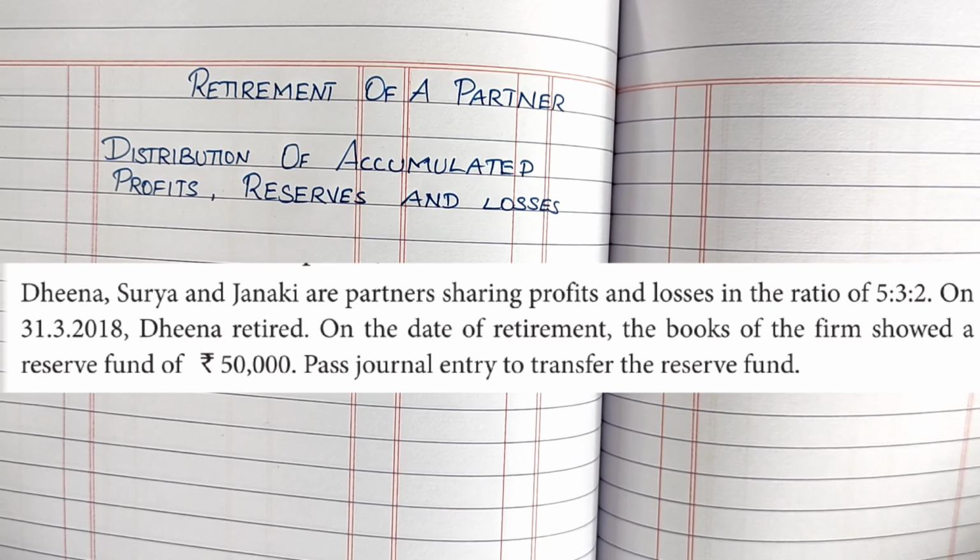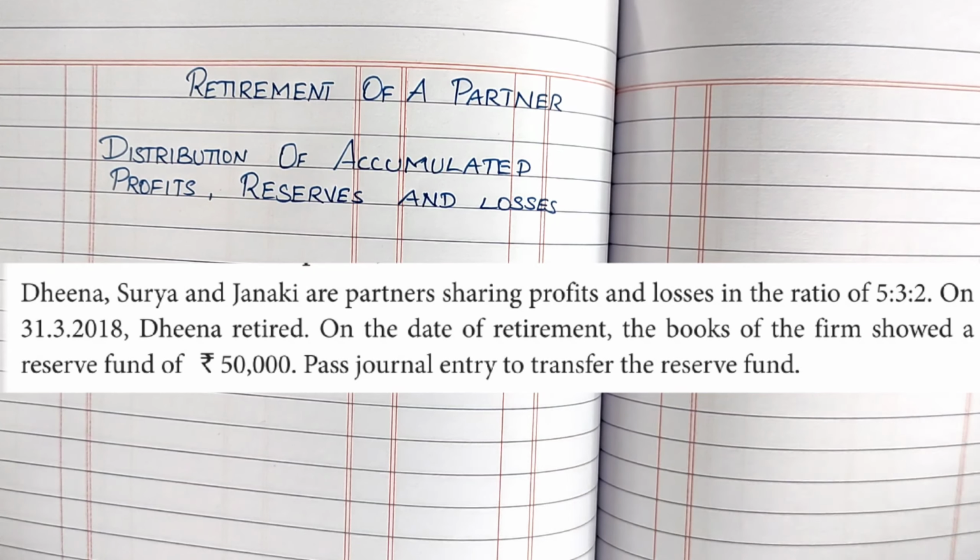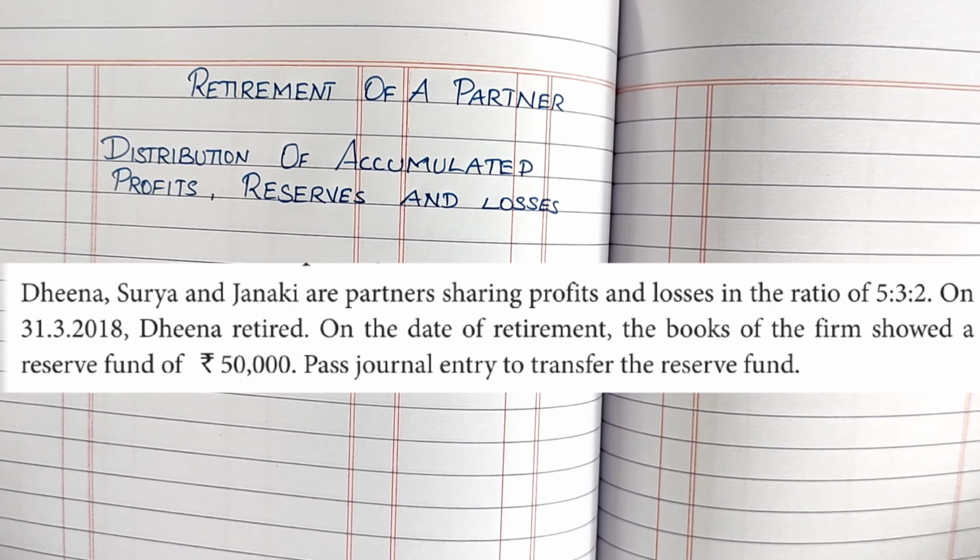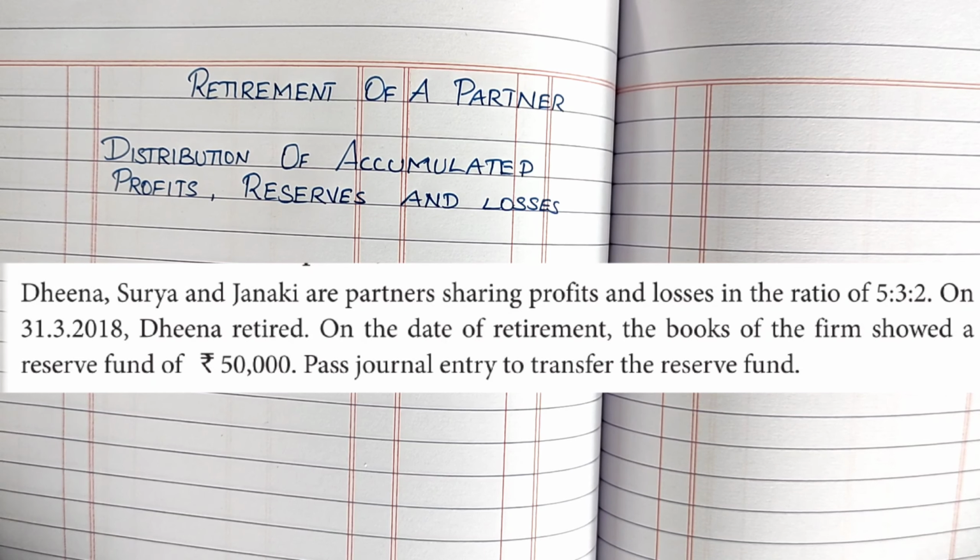So here, when the partner retires, they will distribute the accumulated profits or the reserves or losses. So likewise, we are going to distribute the reserve fund of the particular business. In retirement, even the partner who is retiring will get a share in the accumulated profit or the loss. So how the partner is going to be given the share and what journal entry will be passed is the thing which we are going to deal with.